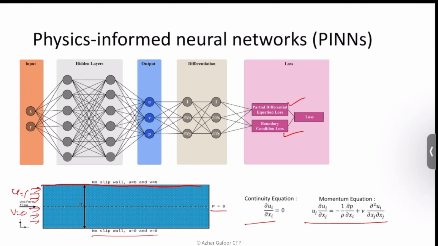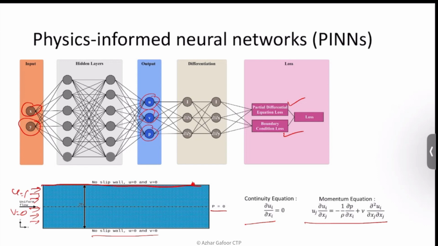So these four boundaries will constitute the boundary condition loss in this case. Let's see how this is done. First, let us take a point in here, which will be x some value, y some value. But we know u equals 0, v equals 0. So for this point, once the x and y are given, we will get u, v, p for this one point.